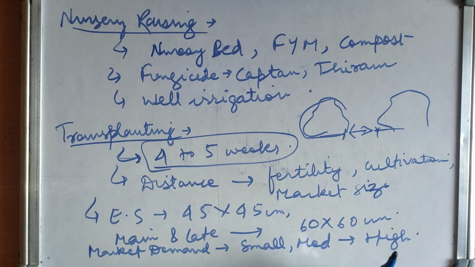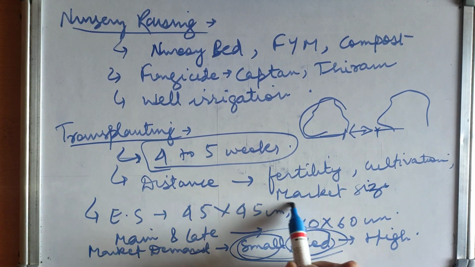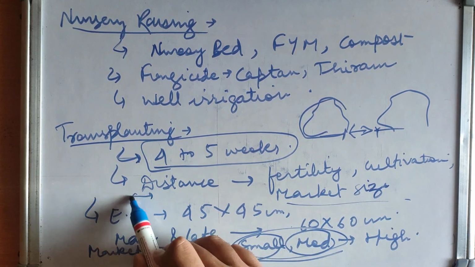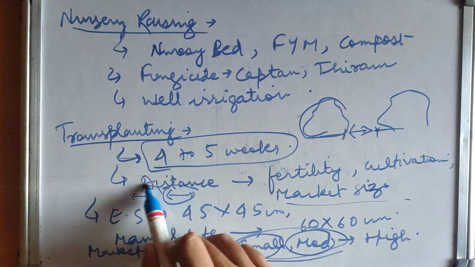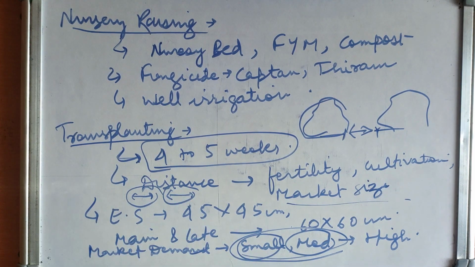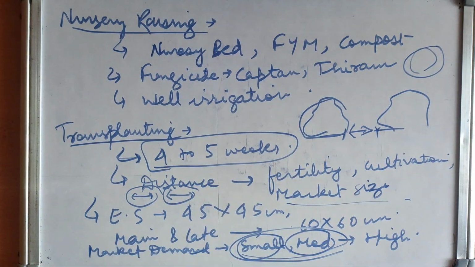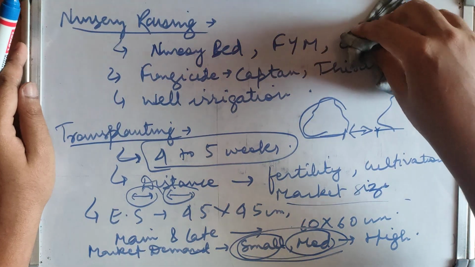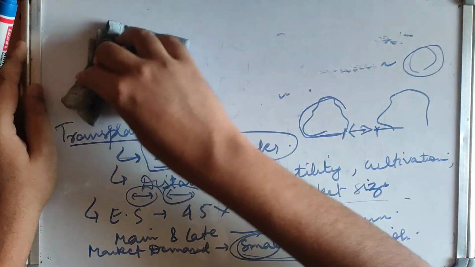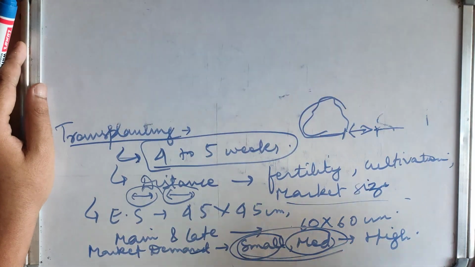Therefore, more cauliflower curds can be obtained by reducing planting distance. So, as the market demand of small and medium cauliflower is high, we will decrease the distance between the two crops so that we can grow more cauliflower curds. A single cauliflower is called a curd. So, I hope you understand this. These are the continued points of transplanting.